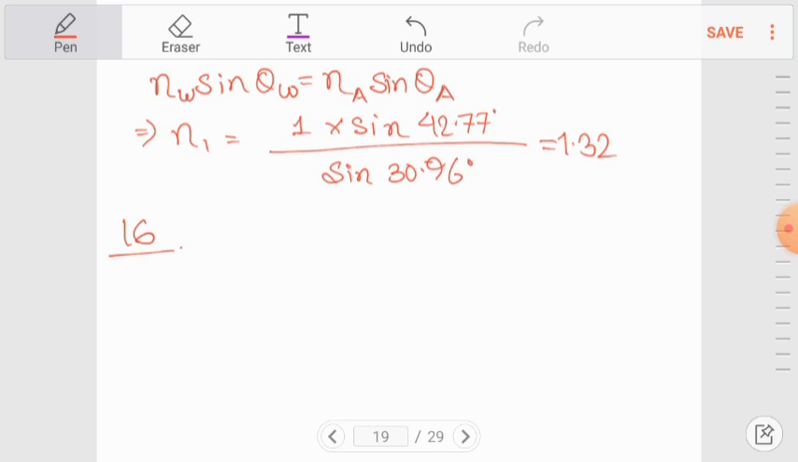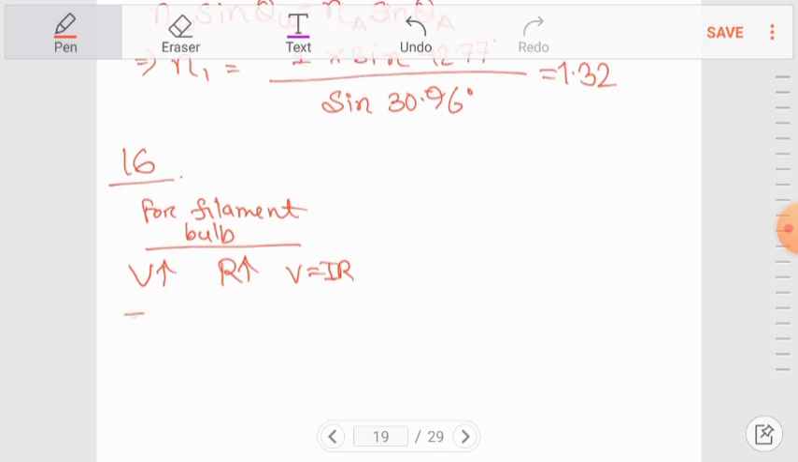In a filament bulb, as the voltage increases, resistance also increases. I'm explaining for the filament bulb. As the voltage increases, resistance also increases, because we know the equation V equals IR, voltage and resistance are directly proportional. So as voltage increases, resistance also increases. Now with an increase in resistance, temperature will also increase.